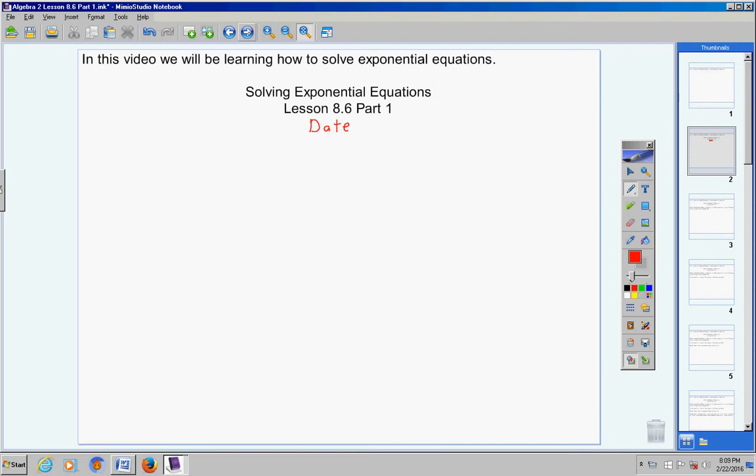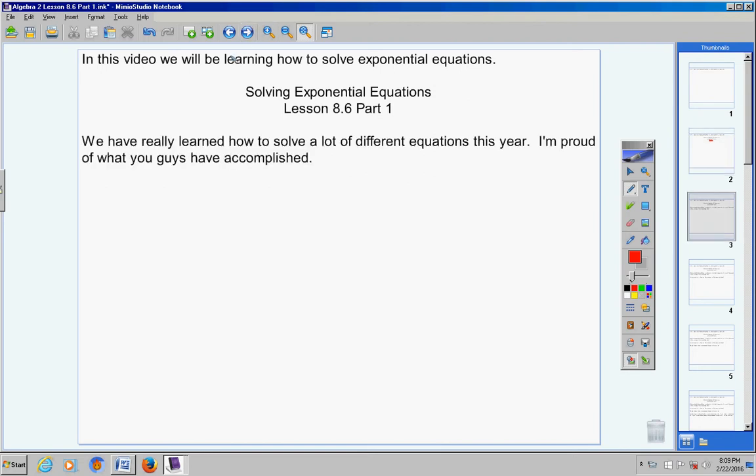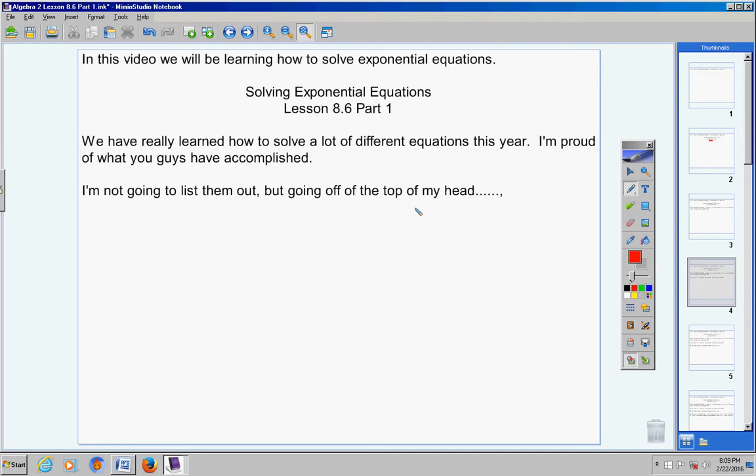are organized. We have really learned how to solve a lot of different equations this year, to be honest with you guys. I'm really proud of what you guys have accomplished. I'm not going to list them out, but going off the top of my head, we have learned how to solve linear equations, quadratic equations, radical equations, absolute value equations, absolute value inequalities, and I'm probably missing some. Have we done linear systems yet? I think maybe not. Don't remember for sure. I think we have. And now we're learning how to solve exponential equations. Okay, so really good job this year, and be proud of what you've done, guys. You've learned a lot, and we're going to continue to learn more.